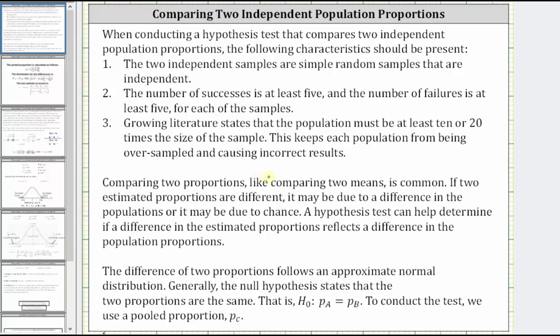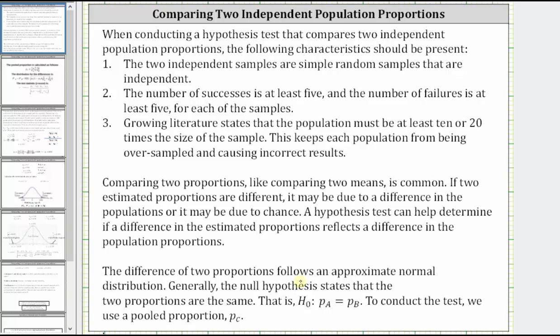Comparing two proportions, like comparing two means, is common. If the two estimated proportions are different, it may be due to a difference in the populations, or it may be due to chance. A hypothesis test can help determine if a difference in the estimated proportions reflects a difference in the population proportions. The difference of two proportions follows an approximate normal distribution.